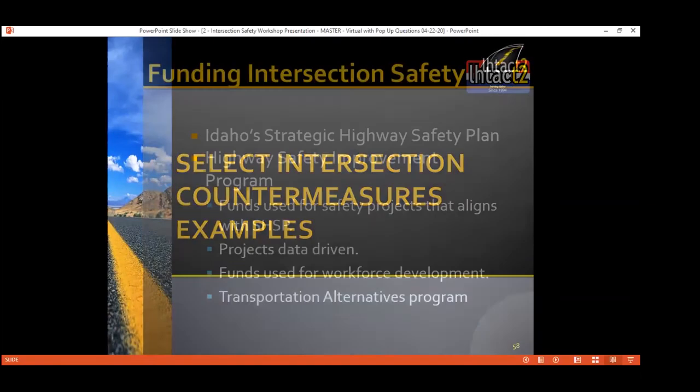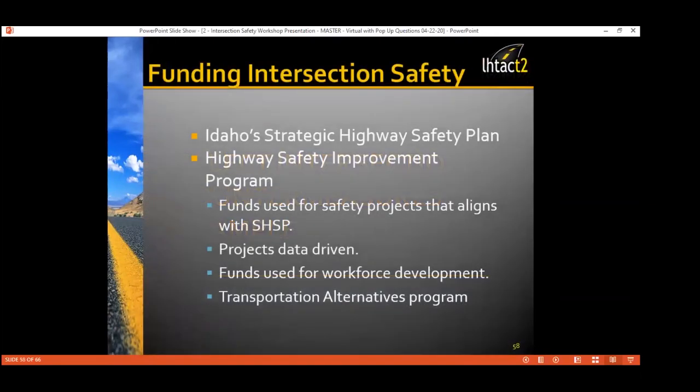So one of the things I wanted to touch upon as we wrap up our days together on intersection safety is, as we started our conversation, I mentioned to you that Idaho does have a strategic highway safety plan, and it is required. Each state has to put together a highway safety plan to obtain federal highway safety funding.